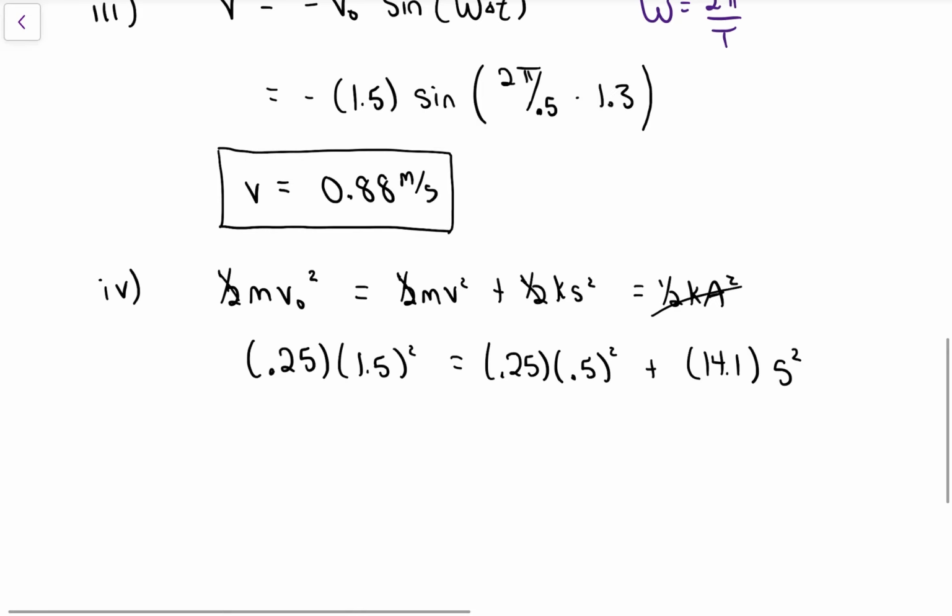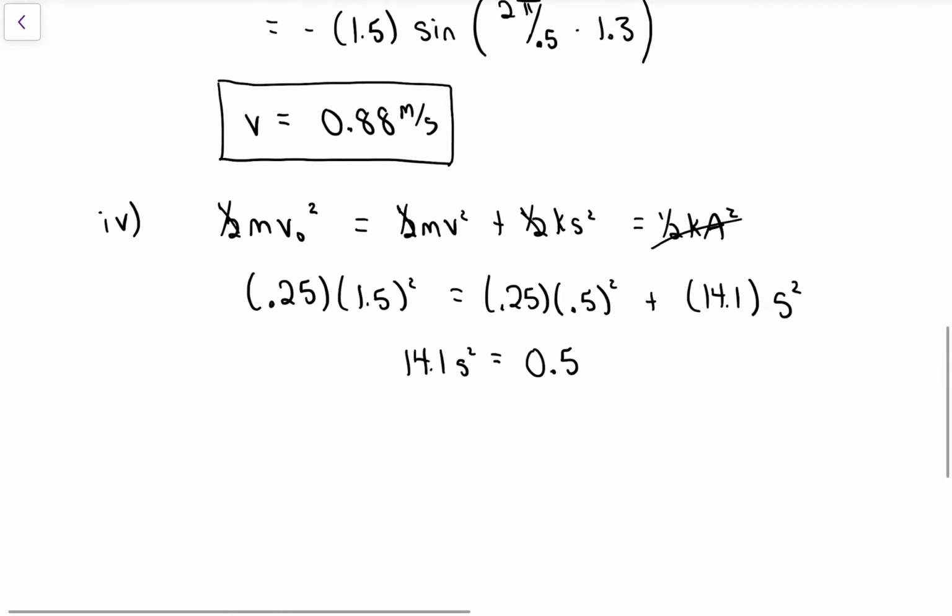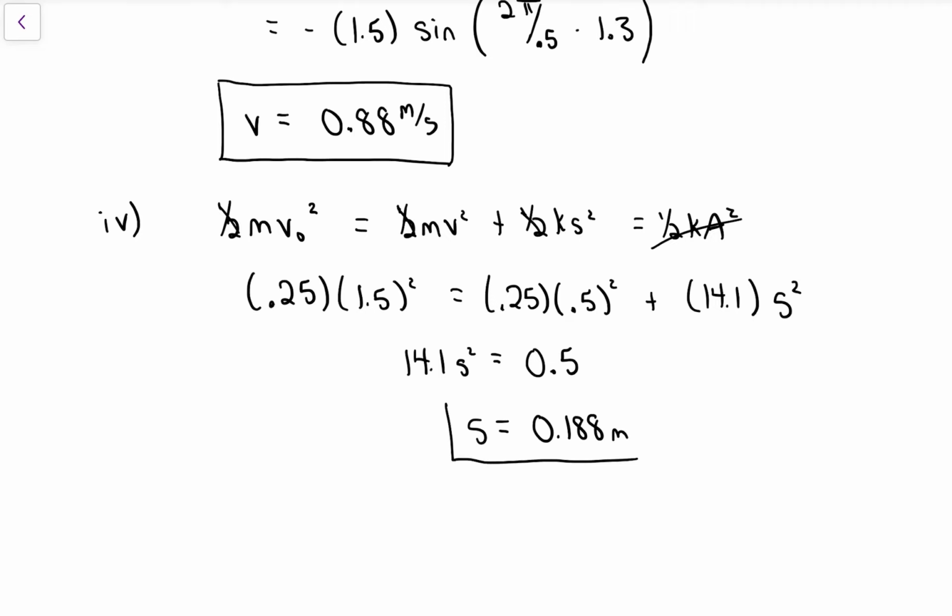It's a little bit of algebra. It cleans up a little bit. The 14.1 s squared, when you square the 1.5 and the 0.5 and bring them together and deal with the 0.25, I got a nice clean 0.5. And then flip-flopping things around, s works out to be, and square rooting, I got 0.188 in meters. That kind of makes sense. If I convert it to centimeters, it's just inside the amplitude. So since it's going kind of slow, it's not very far from the amplitude.